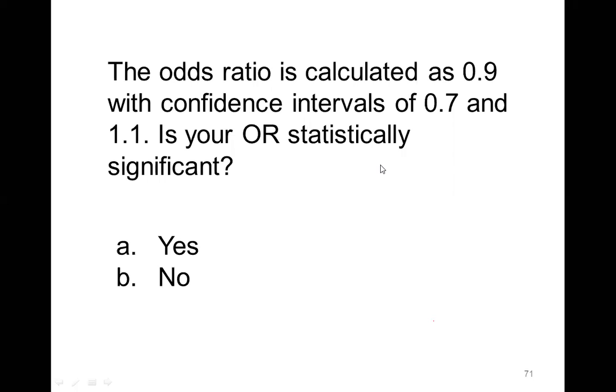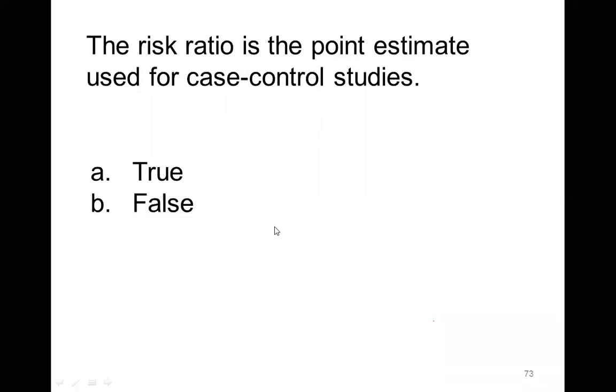Okay. Still a mixed bag of results, but I think some of you are getting this. Correct answer is no. Between 0.7 and 1.1, 1.0 falls in there. So if 1.0 is included in the confidence intervals, you do not have statistical significance. Okay? All right, we're getting the hang of it.